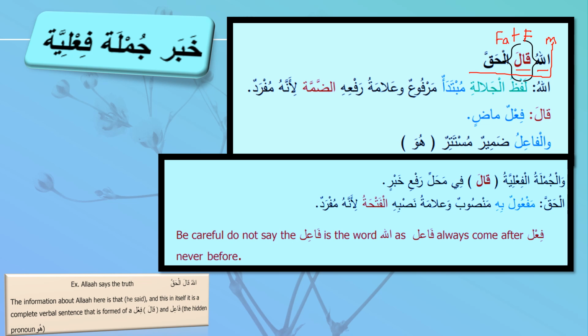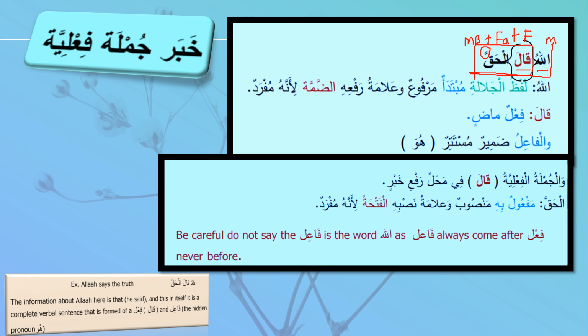And what is the fa'il? It's huwa, taqdiruhu huwa. And after that, immediately search for the maful bihi. There is a noun with a fatha, which means haqq is in the position of maful bihi. So this whole sentence qala al-haqqa is a jumla fi'liya coming as a khabar for lafzul jalala.